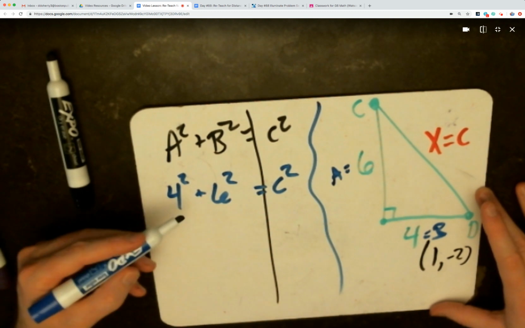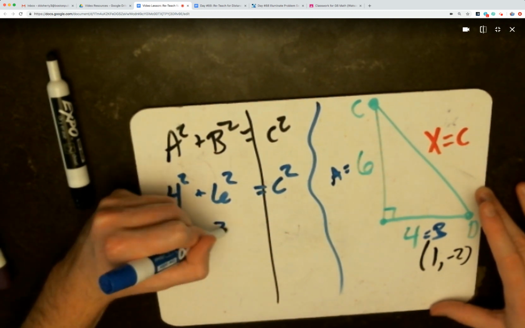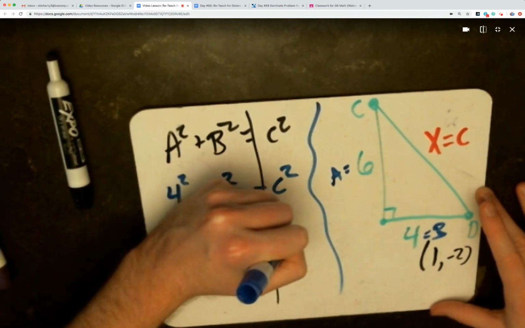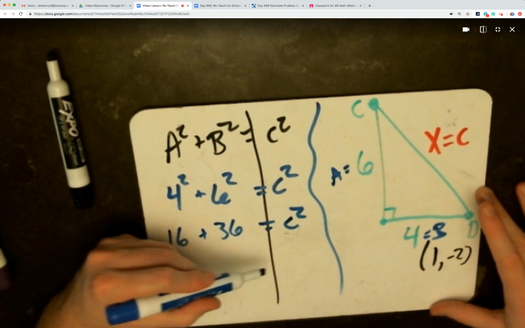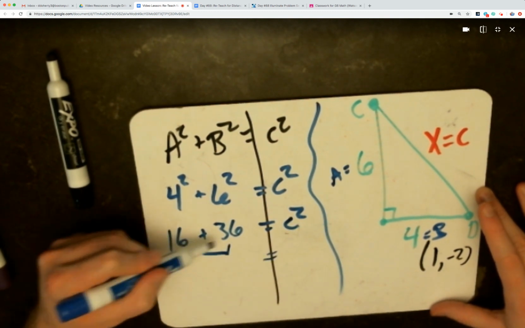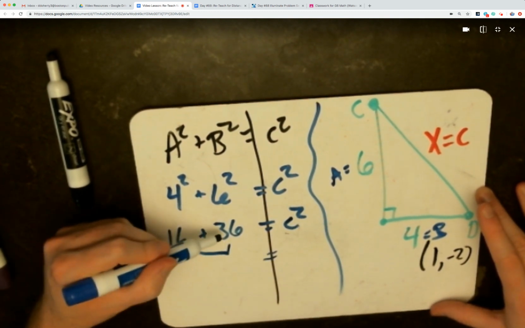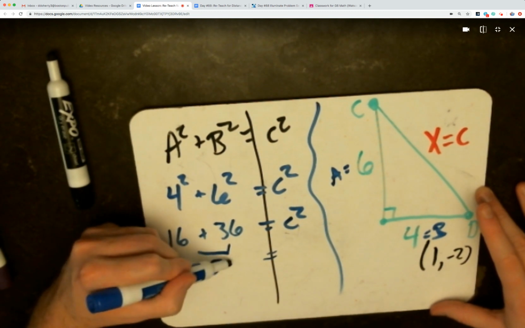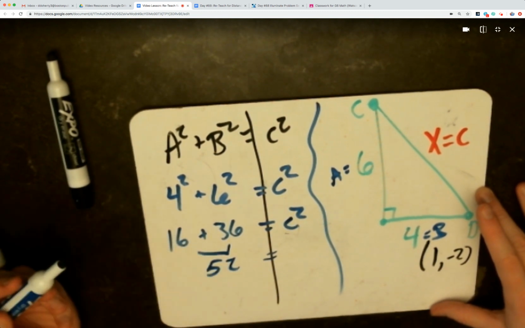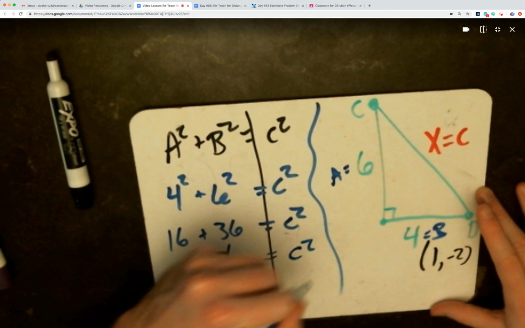At that point, just going to go ahead and do the math. 4 squared is 16. 6 squared is 36. That's still equal to C squared. When we combine these two like terms, the two constants, 10 and 30 is 40. 6 and 6 is 12. 40 and 12 makes 52. That's equal to C squared.